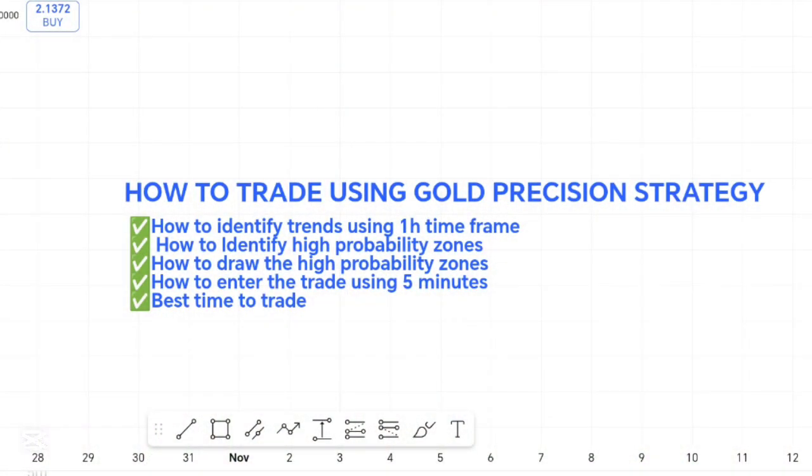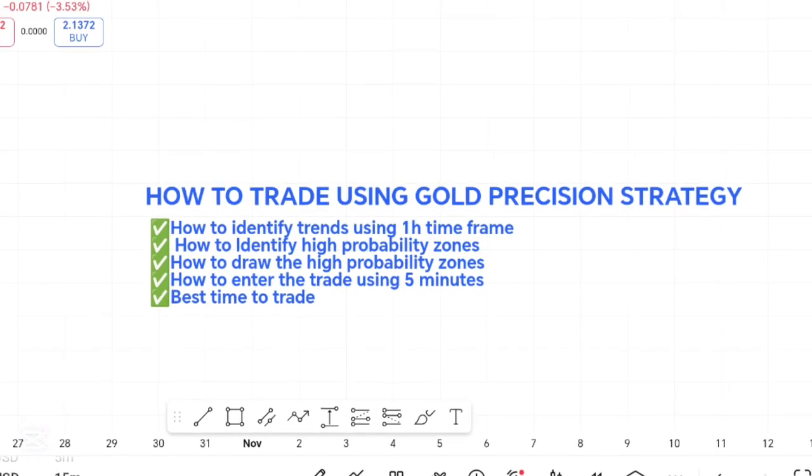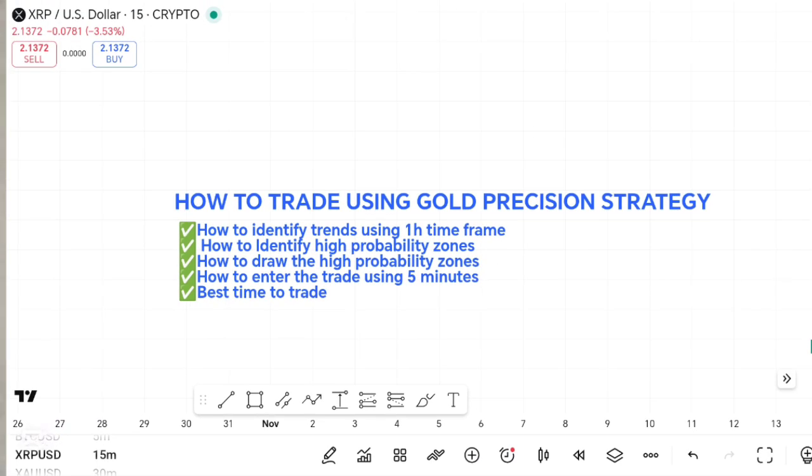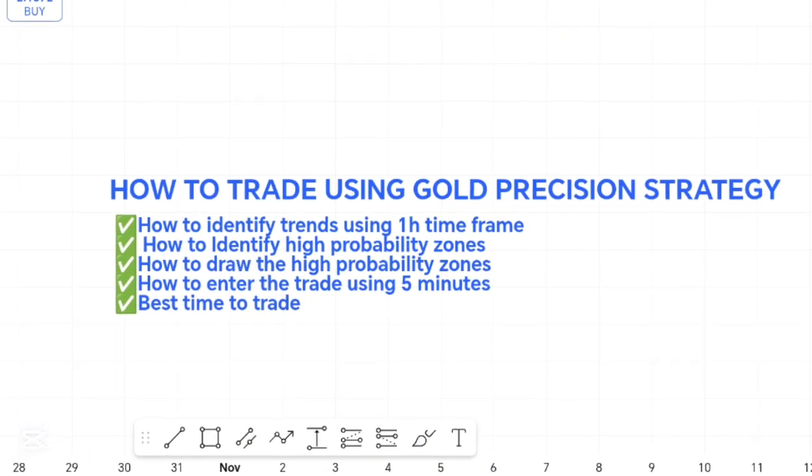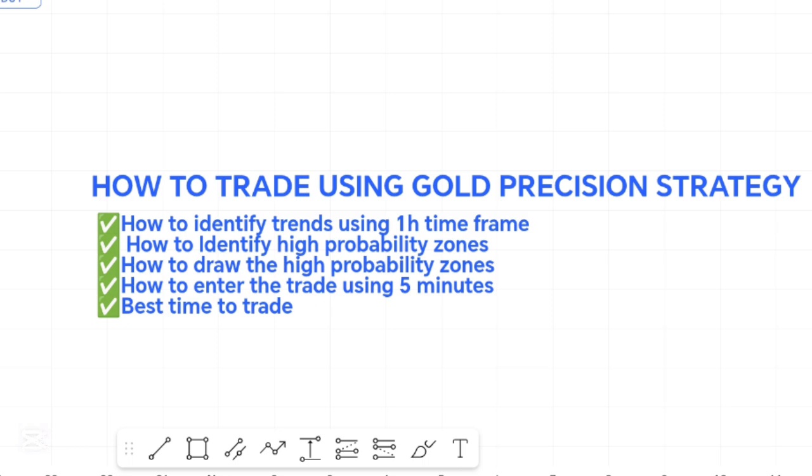What I'll be showing you is how to identify trends using the 1H time frame, how to identify high probability zones to trade, how to draw them, and how to enter a trade using the 5 minute time frame. I'll also cover the best times to trade, like the London kill zone and the New York kill zone. So this is what I'll be diving into, the gold precision strategy. Let's head in and trade.